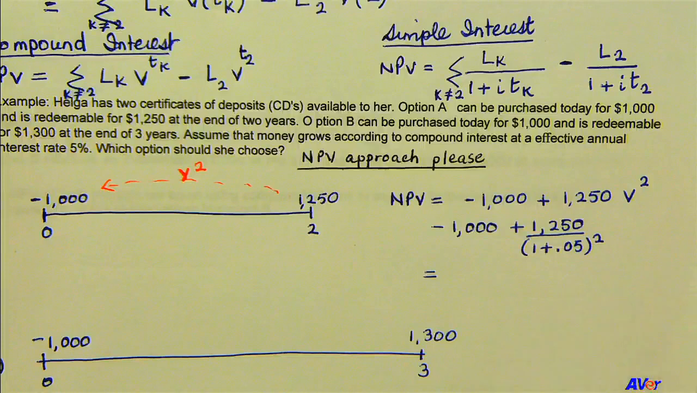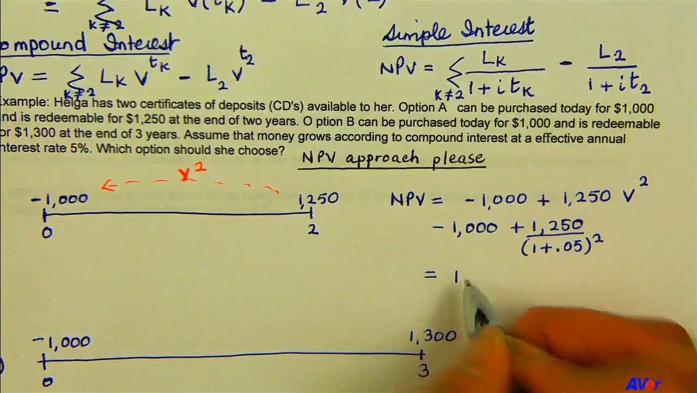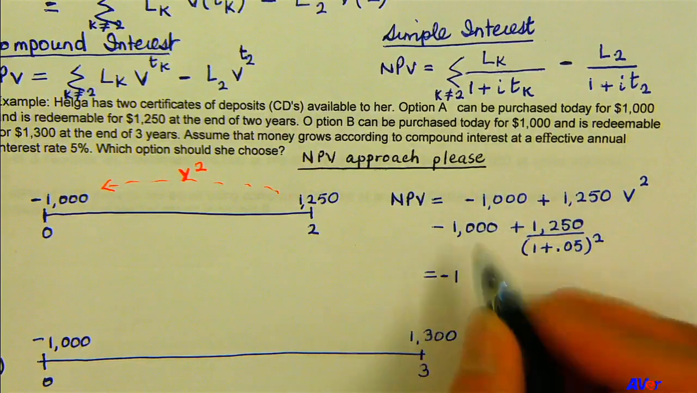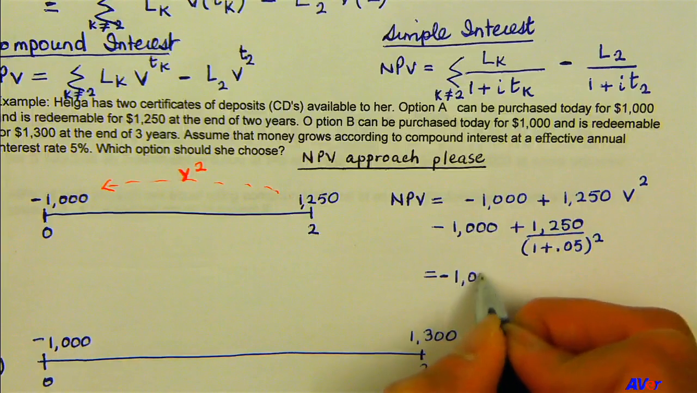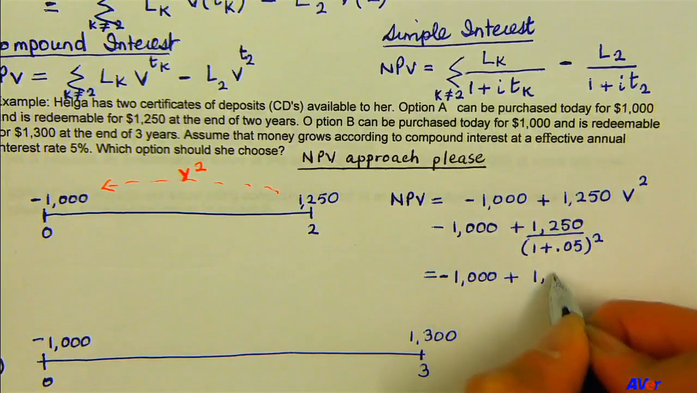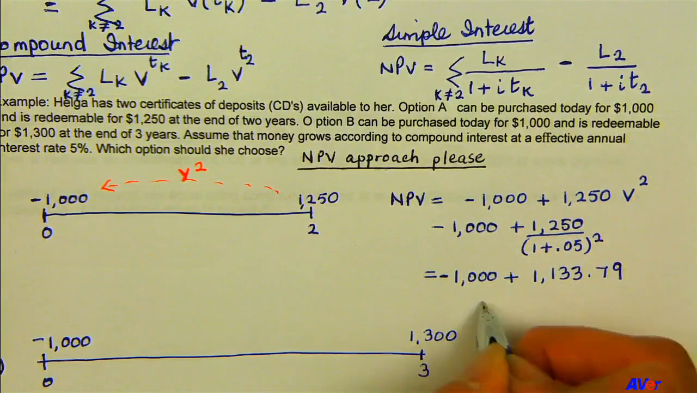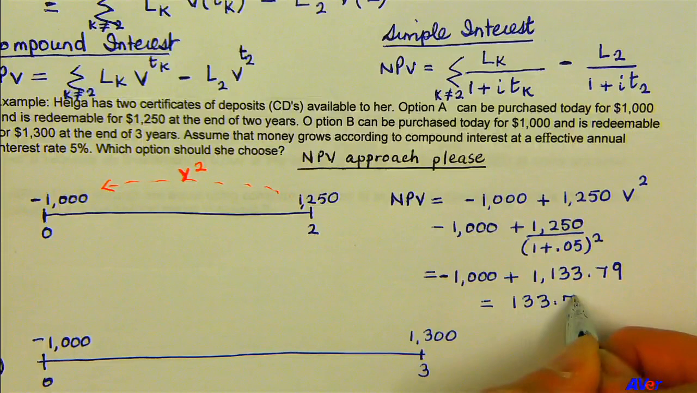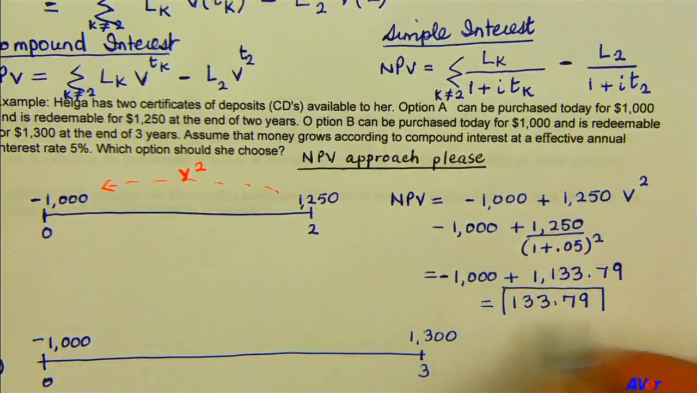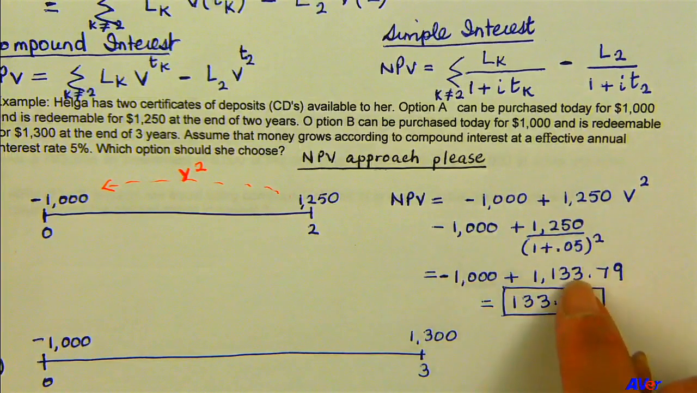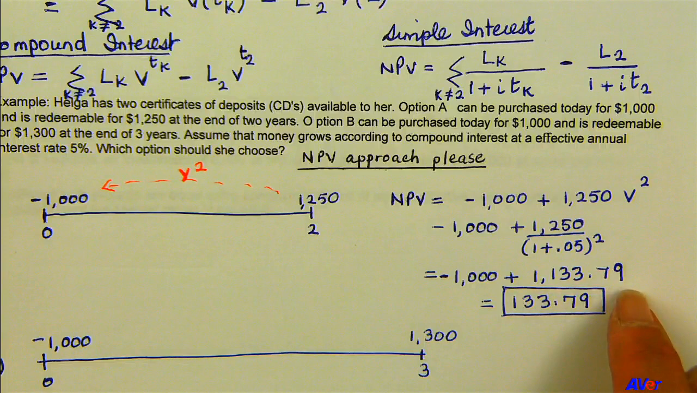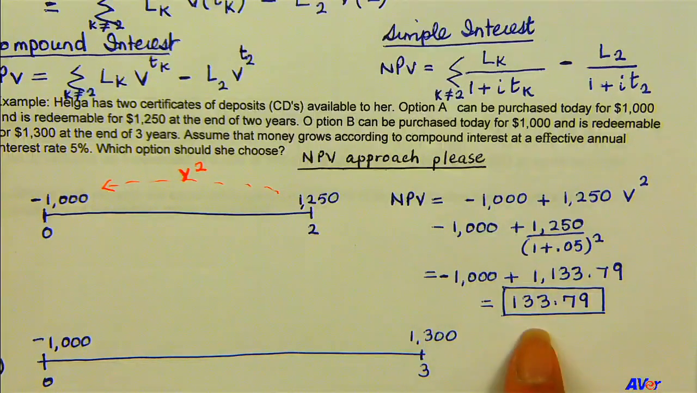What do you get when you do this? Yeah, you know what? I want to write it like this so that I can talk about it in a minute. Give me 1 second. Minus 1,000 plus 1,133.79 equals 133.79. So the present value of this 1,250 was 1,133.79. The net present value is $133.79. Do you follow me?